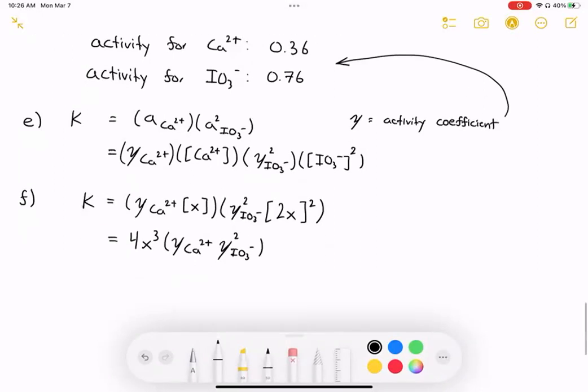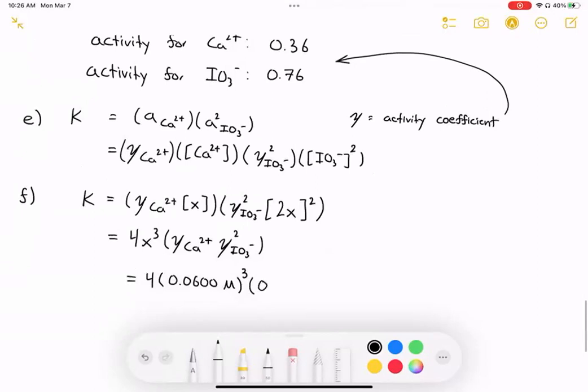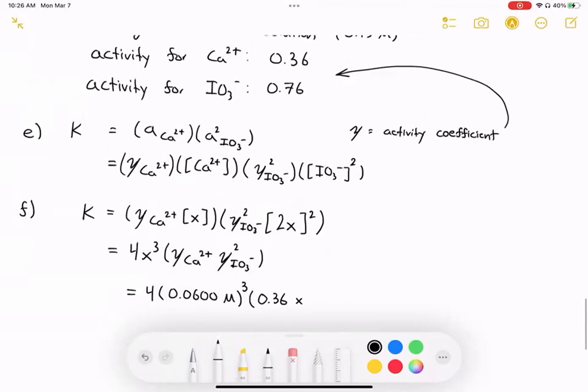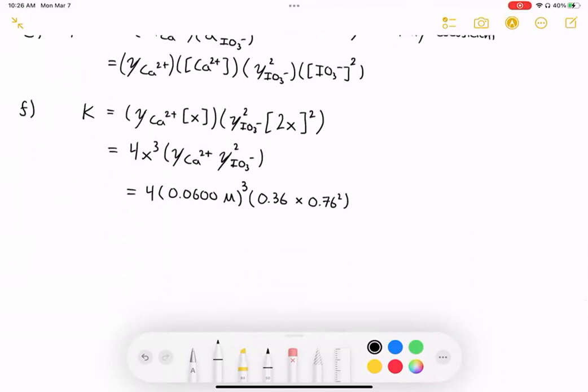So now we would solve for our solubility product by inserting our values. So 4 times x, which was 0.0600 molar cubed, times the coefficient of 0.36, times 0.76 squared.